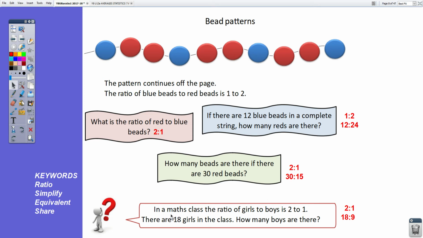Final question. In a maths class, the ratio of girls to boys is 2 to 1. If there are 18 girls in the class, how many boys are there? So the ratio is 2 to 1. There are 18 girls. 2 times 9 is 18. We have to multiply this by 9. 1 times 9 is 9. So there are 9 boys in the class. Moving on.